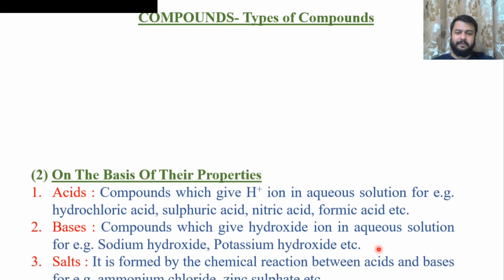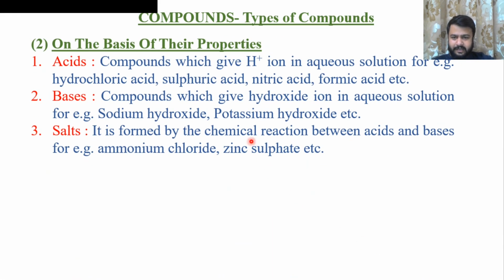Next we have types of compounds. In the second type, we have classification on the basis of their properties, that is acids, bases and salts. Acids are those compounds which give you H positive ion in the aqueous solution. Examples: hydrochloric acid, sulfuric acid, nitric acid and formic acid. Bases are those compounds which give you OH negative ion or hydroxide ion in the aqueous solution. Examples: sodium hydroxide, potassium hydroxide, calcium hydroxide.